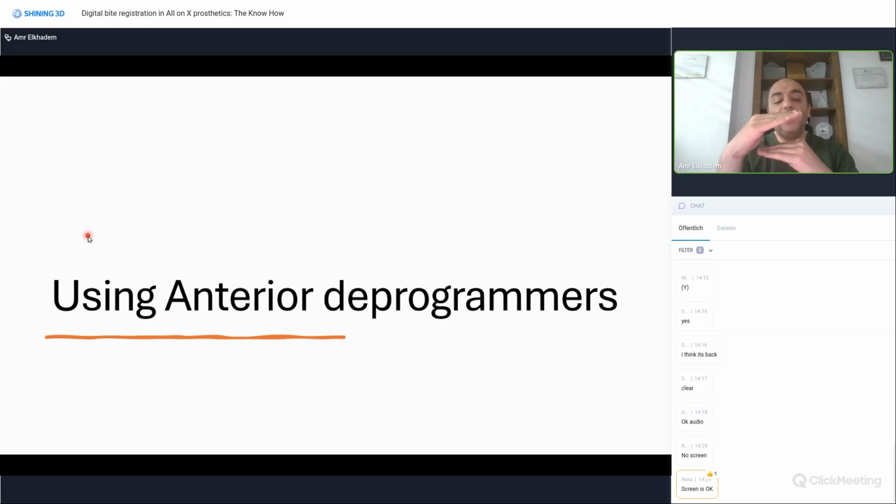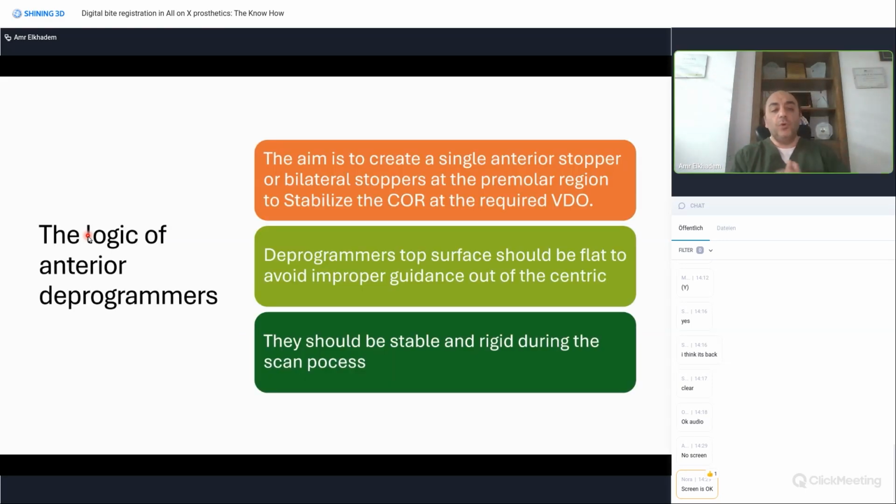So what we need to do is create a vertical stopper, usually at the most anterior part here at the front part of the teeth, so that when the patient is biting on this, I can scan the patient from the right and left and get the jaw relationship. So the logic of an anterior programmer is to create an anterior stopper. Okay, and this anterior stopper is either placed in the most anterior point, probably at the midline, or maybe two bilateral stoppers at the premolar region. The aim is to stabilize the centric relation at the required vertical dimension.